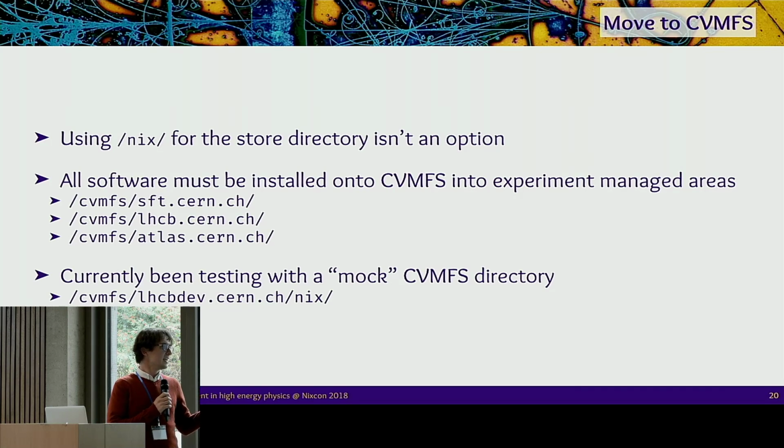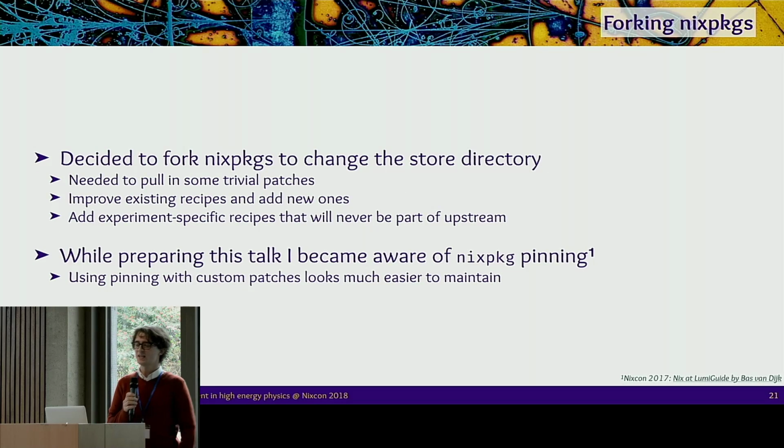So for testing with Nix, I moved the store directory to be in a kind of mock CVMFS directory, so that it was as if I was trying to install the software on the Stratum 0 to this folder, just to see how well that worked. And then as part of doing this, I ended up forking Nixpkgs because I found that I was needing to pull in some patches, and change some of the recipes to build with options that we'd need to use. And then also, I ended up throwing in the experiment-specific software that's never going to go into the upstream repository because nobody outside of my experiment is going to be interested in using it.